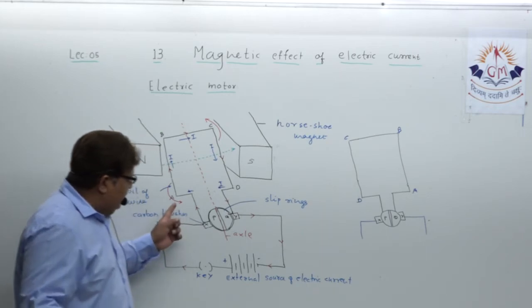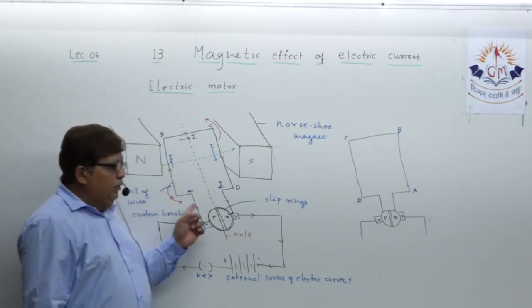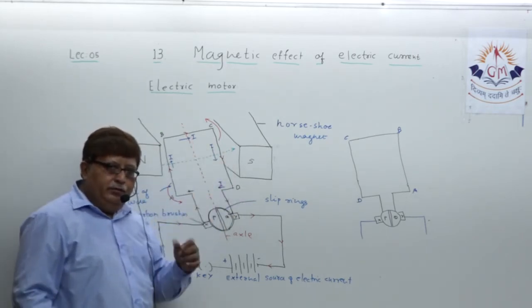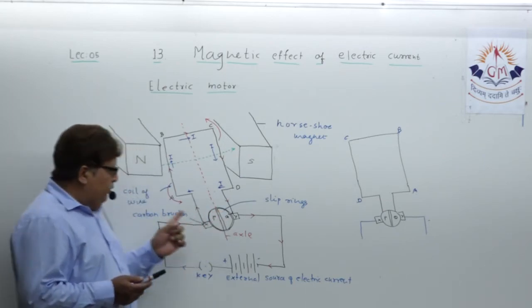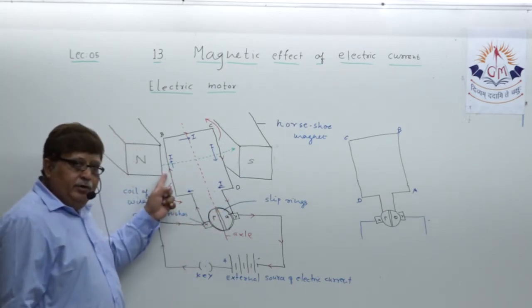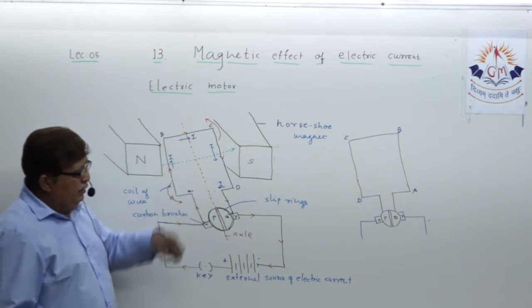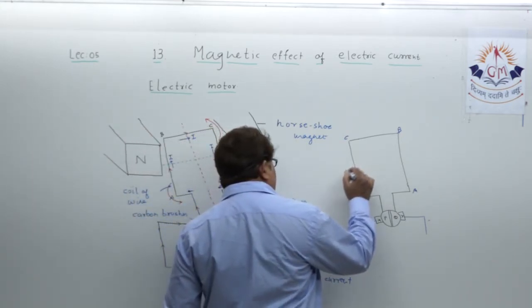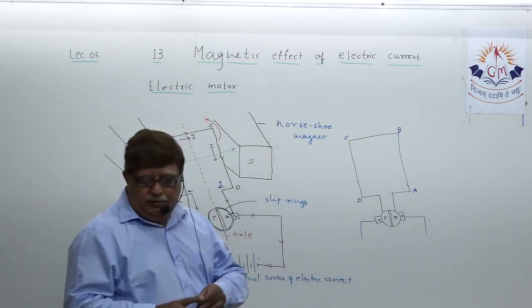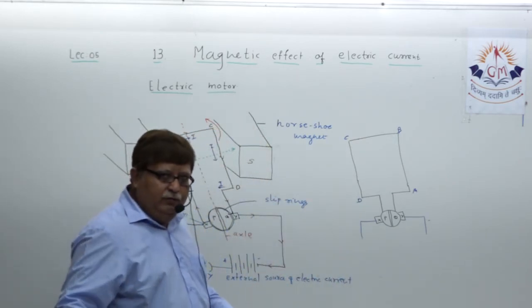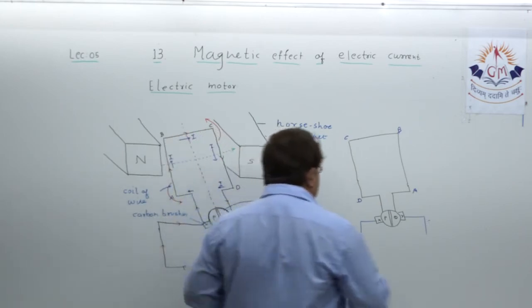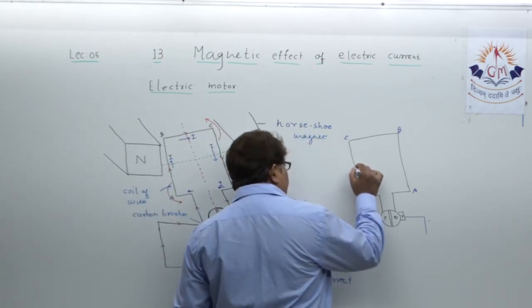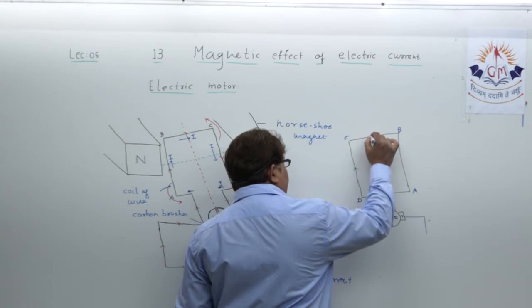What initially happened? AB was pulled downward and CD was pulled upward, because the direction in AB was from A to B. Now, dear student, try to understand. The direction of current is going to remain as it is because it ensures the steady flow of current. Now what happens? This is the direction of current. Again I am showing.